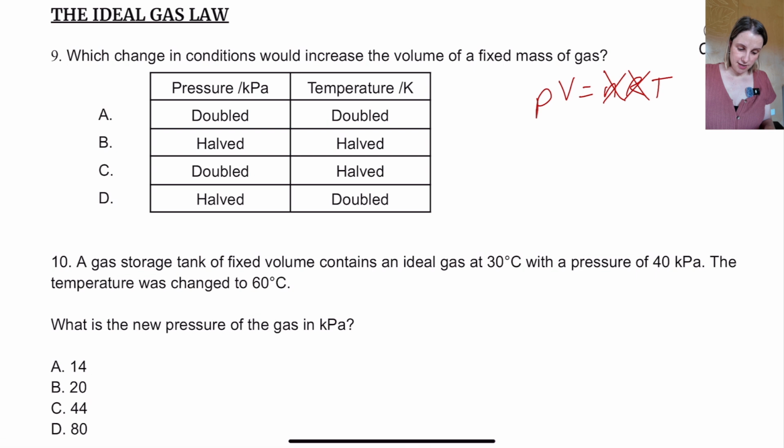If we increase the pressure, the volume is going to decrease because they're on the same side of the equation. So we need to decrease the pressure to increase the volume overall. If we increase the temperature, that's going to increase the volume as well. If you think about the logic of this, that makes sense. If you increase the pressure of something, of course the volume's going to decrease. So in this case, we want to halve the pressure and double the temperature. If you increase the temperature, it takes up more space.